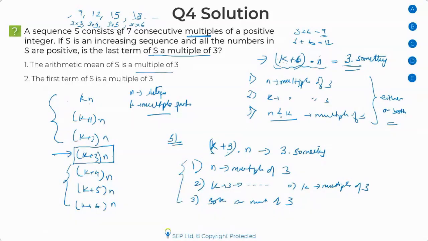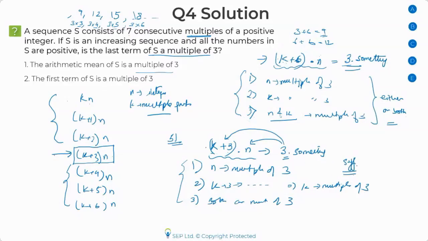Yes, so the median in this case and the mean are going to be the same. Shruti, I hope this part is definitely clear. Statement 1, I hope everyone is clear, because k plus 3 times n being a multiple of 3 means either n is a multiple of 3 or k plus 3 is a multiple of 3, or both of them are multiples of 3, and that is what I'm looking for. So I can say that this statement is sufficient.